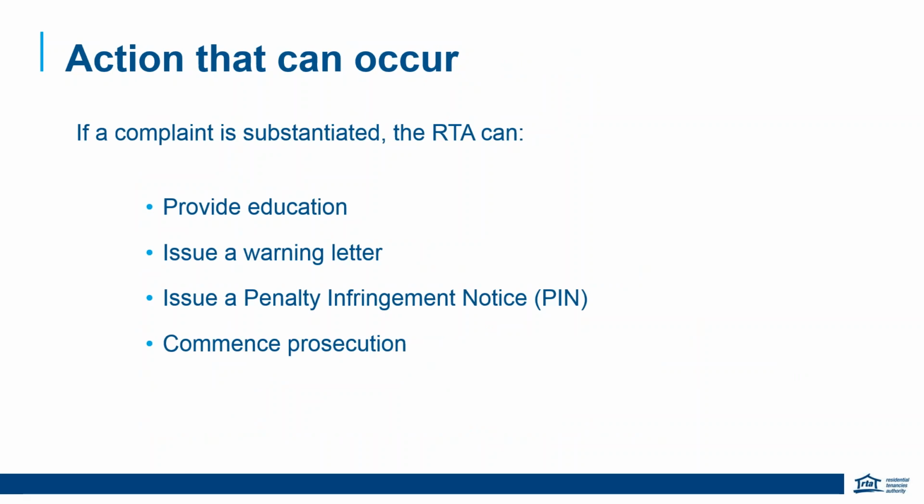The types of actions that can occur: if the complaint is substantiated, the RTA can provide education. We can issue a warning letter. We can issue a penalty infringement notice, which is a percentage of what we potentially might have got if we had taken the matter through to a full prosecution, or we can commence prosecution. And as I said, that's where it's a little bit more legal and requires a little more processing from the RTA's point of view.